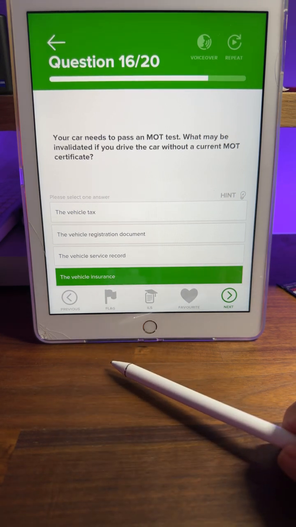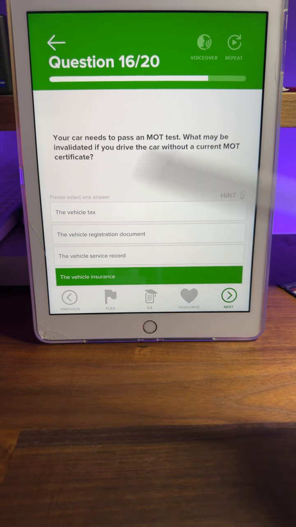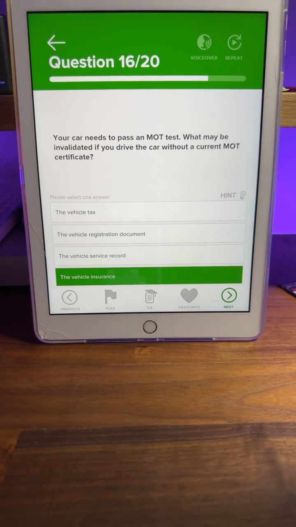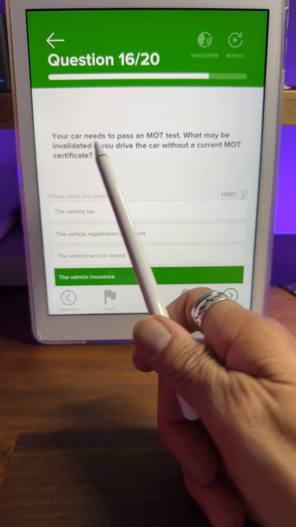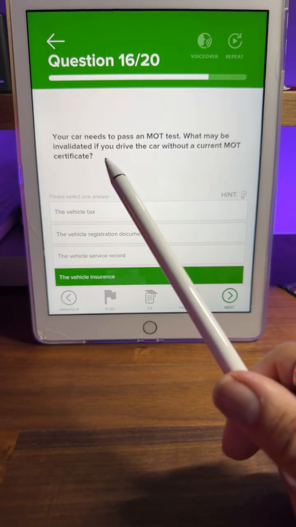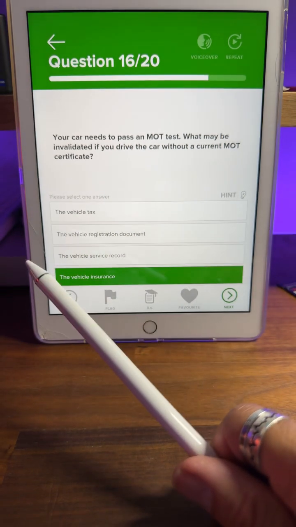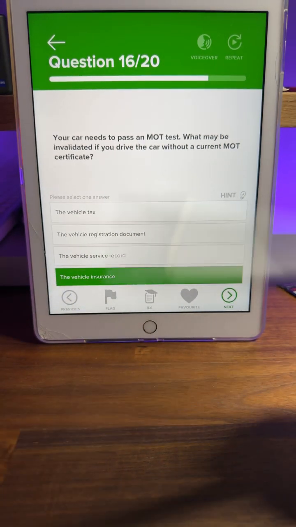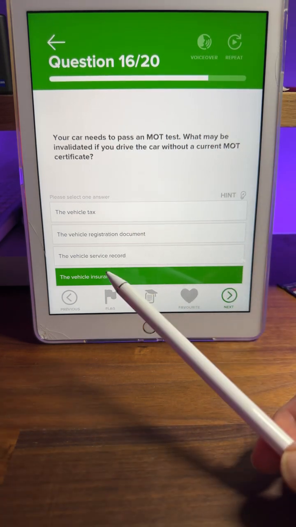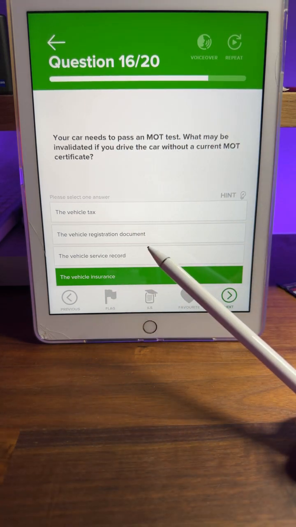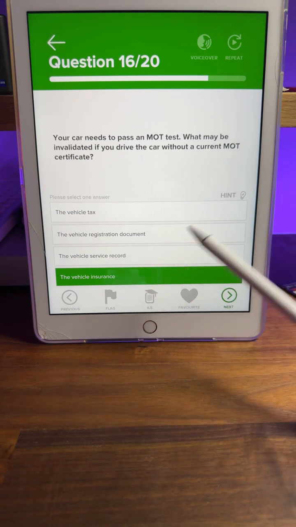Hi, Rubina. Daisy says, I don't know. Good. If you don't know, guys, just put IDK. It's absolutely fine. I will help you through that. Okay. So you've got an MOT. Your car needs to pass an MOT. What may be invalidated if you drive your car without a current MOT? Now, what you do need when you're driving is a valid MOT, and you must have insurance and road tax as well. You've got to have all three, okay?